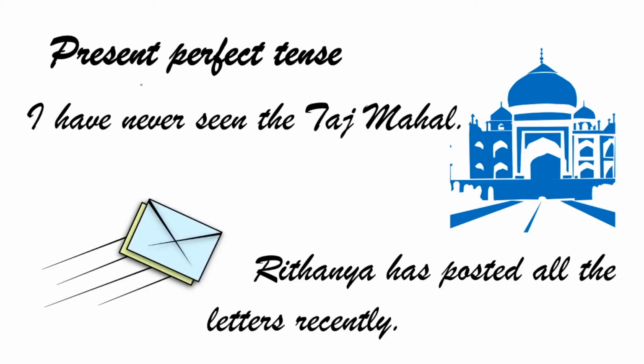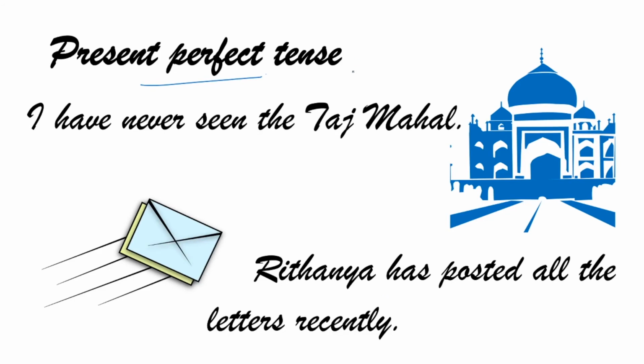Now moving on to present perfect tense. Present perfect tense denotes an action that has just been completed but is still connected with the present. Words like never, just, yet, recently, lately, etc. are used to show the link between the past and the present. So here, I have never seen the Taj Mahal. Here the word never shows the link between the past and the present. Similarly, Vidanya has posted all the letters recently. Here, recently shows the link between the past and the present.